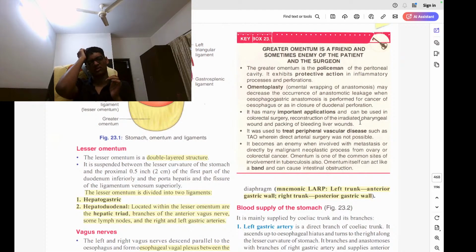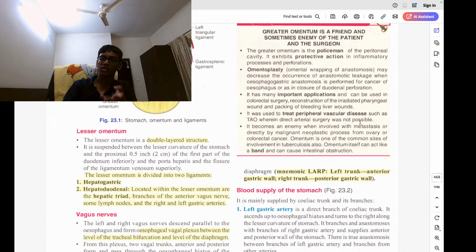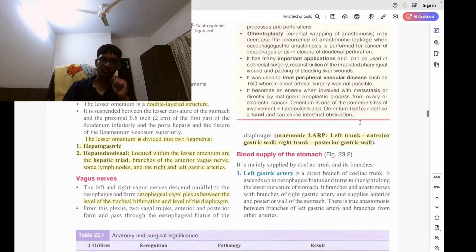It is also used to treat peripheral vascular diseases such as TAO, where direct artery surgery is not possible. It becomes an enemy when involved with metastasis, directly by malignant neoplastic processes from ovary or colorectal cancer. The omentum is one of the most common sites of involvement in TB also, and the omentum itself can act like a band which sometimes causes intestinal obstruction.